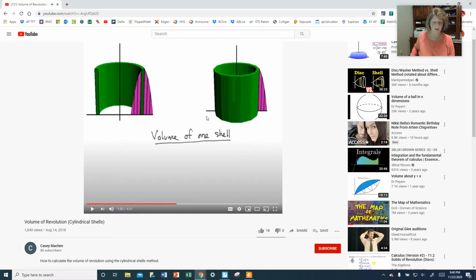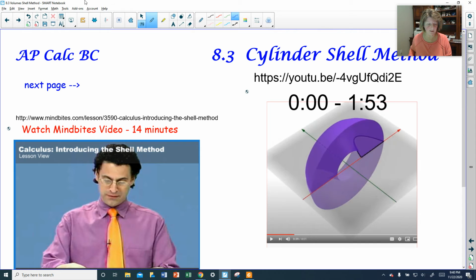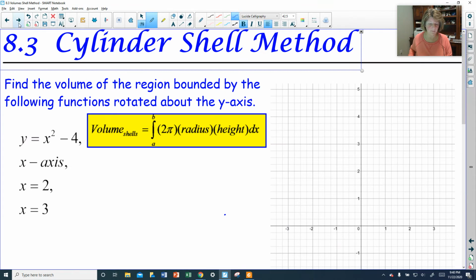Okay, so we're going to jump in and we're going to work with this cylinder idea and how that is kind of transferred into what we call shells. So let's start with this first problem on your notes. It says find the volume of the region bounded by the following functions rotated about the y-axis.